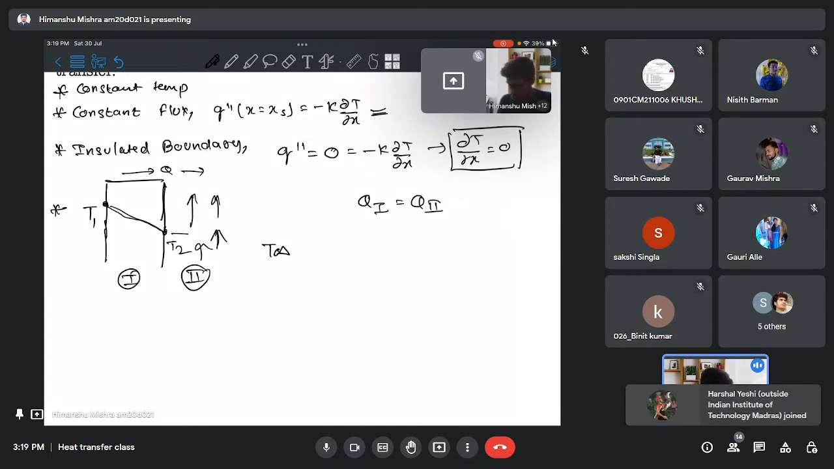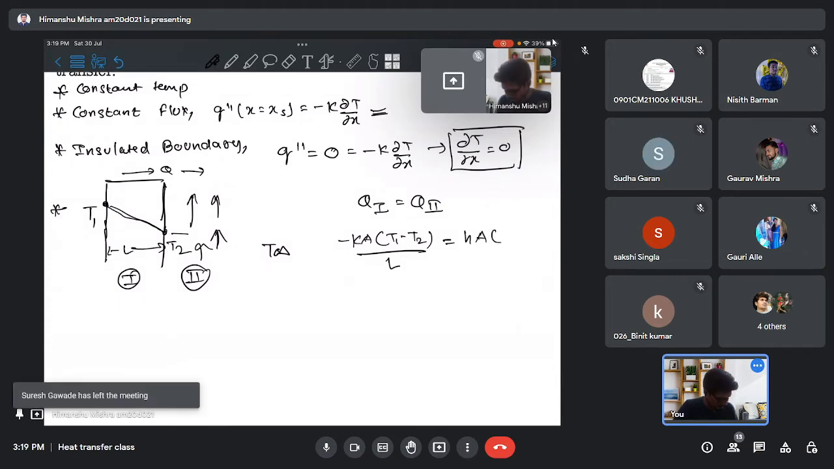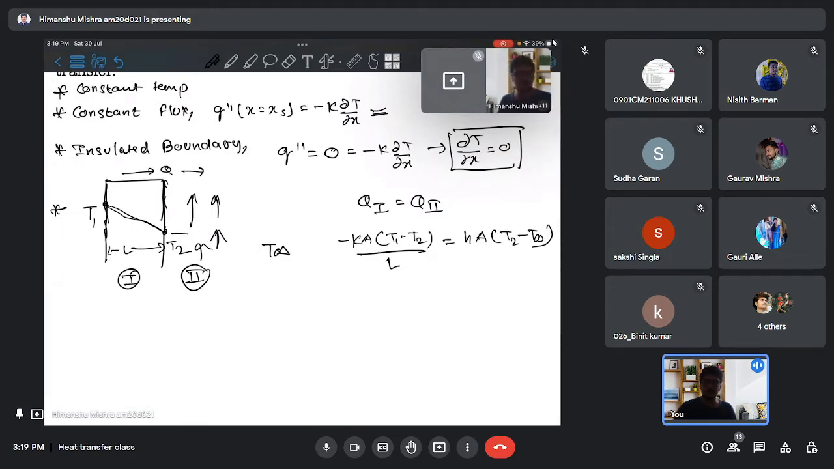So I can define in region 1 the heat transfer is due to conduction, which is proportional to T1 minus T2. Let's say I define here a distance L. In the second region the heat transfer is due to Newton's law, which is proportional to Ts minus T infinity. So this is one of the boundary conditions which is required when there are multiple modes of heat transfer present in the system.